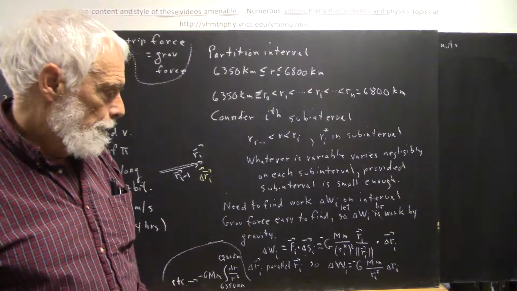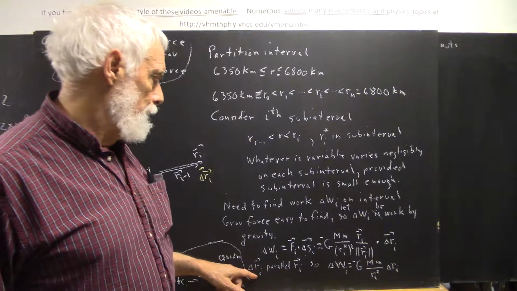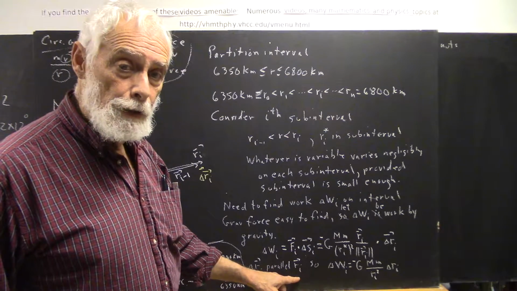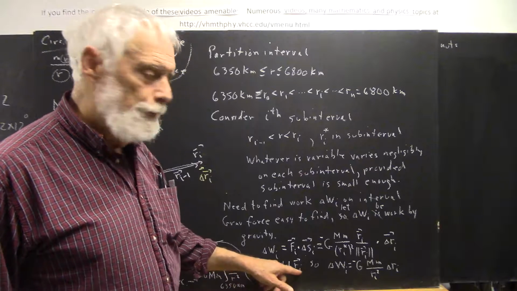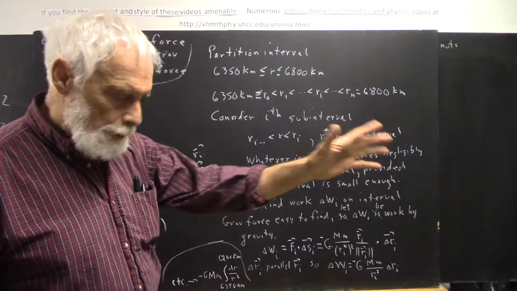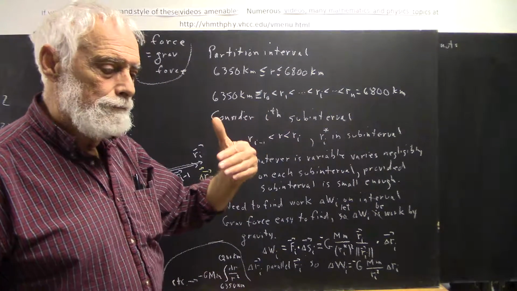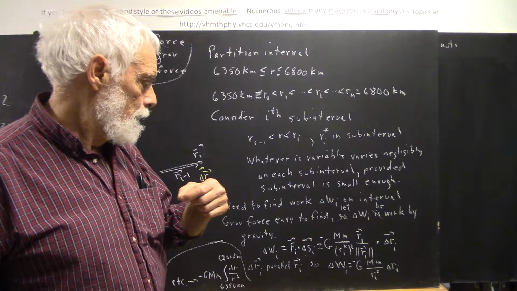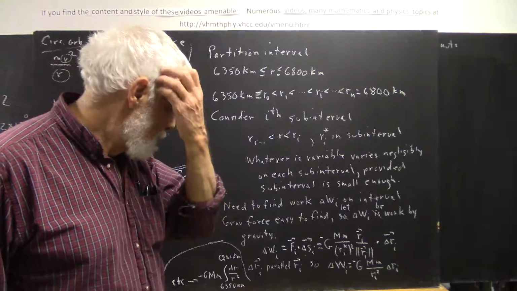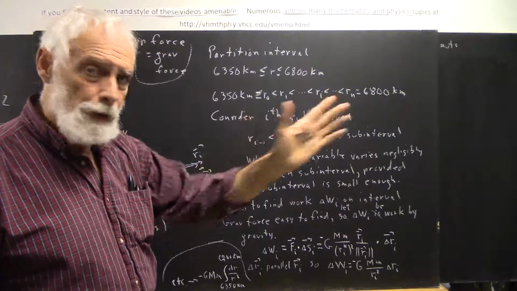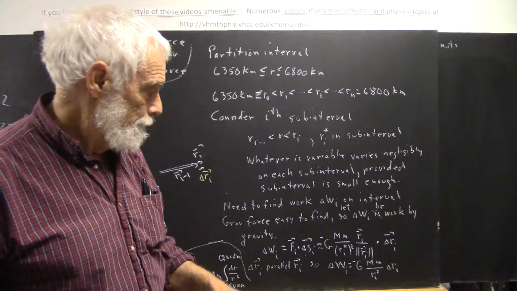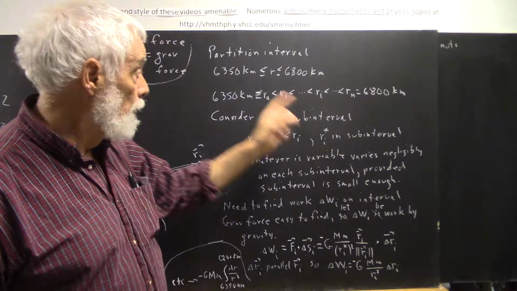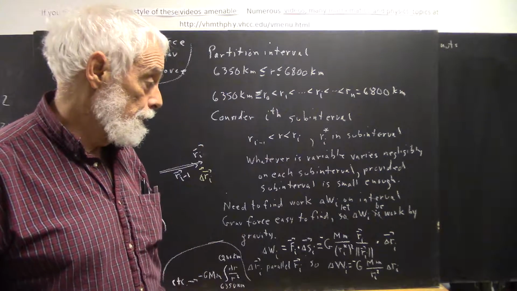Okay, delta r sub i is parallel to r sub i, so implicitly we've chosen a path parallel to a radial vector from the center of the Earth. We've chosen our path to be along a radial line, a line directly away from the center of the Earth from this distance to this distance.